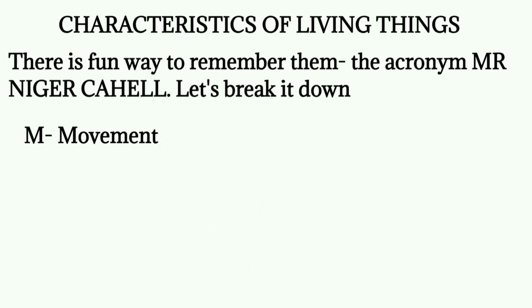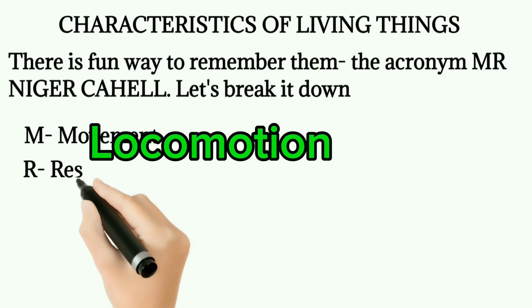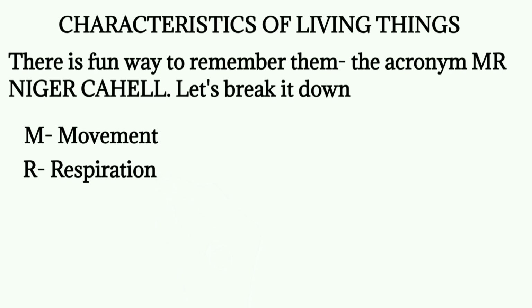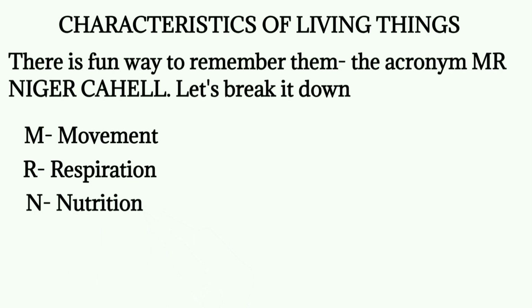Plants move some of their body parts, while animals move their whole body from one place to another, and this is called locomotion. The number 2 is R for respiration. Respiration means the breakdown of food to release energy, and this happens when we take in oxygen and give out CO2, that's carbon dioxide. Plants take in oxygen through their stomata and lenticels, while lower plants and animals use their body surface to take in oxygen.